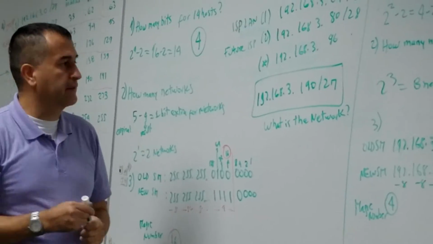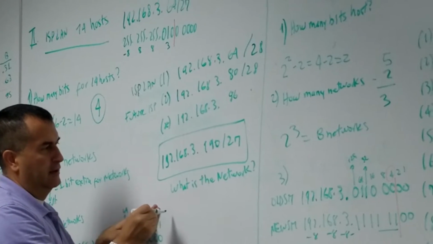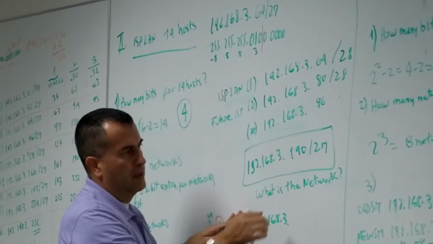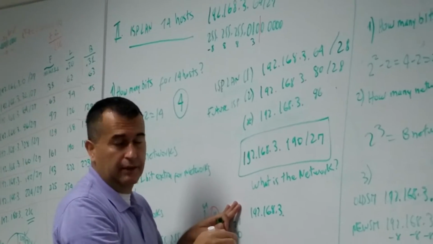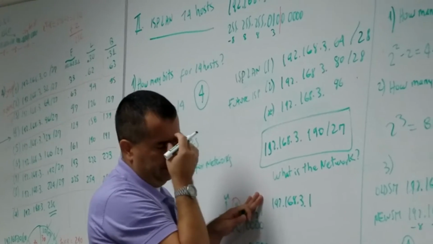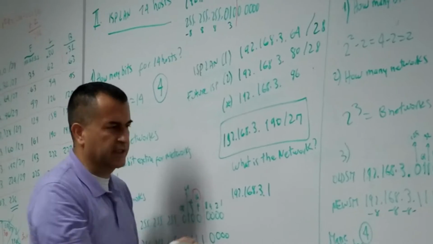What is the subnet mask in binary? That's it. So we're going to say this is /27, right? So 192.168.3. I'm going to put 190 in binary. So 190 is going to be 128 plus... and then zeros.